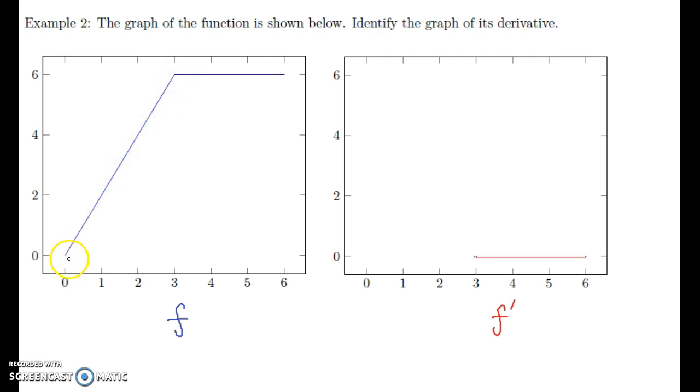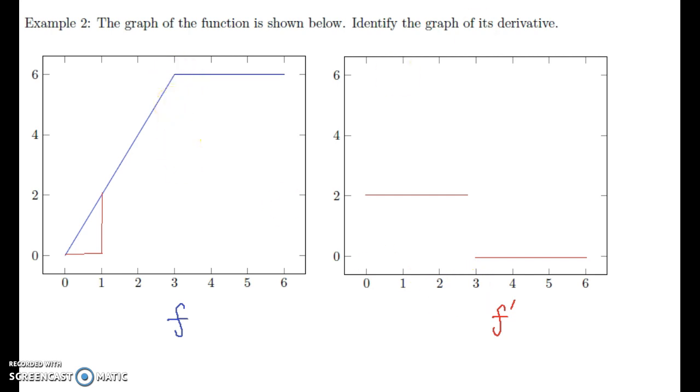So we need to find out rise over run, right? From 0 to 1, 1 unit change in x, and the change in y is from 0 to 2. So rise 2 over 1, run is 1. So the slope of the first line is 2. So from 0 to 3, the slope is 2. Now how about at 3 itself, at the point 3 right here.